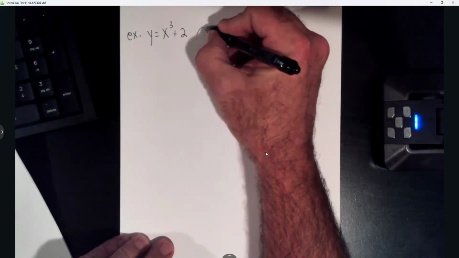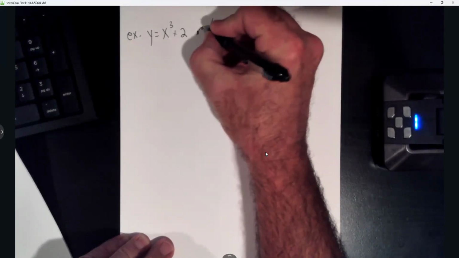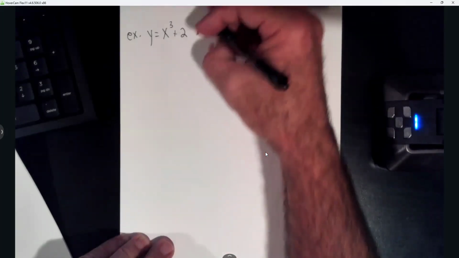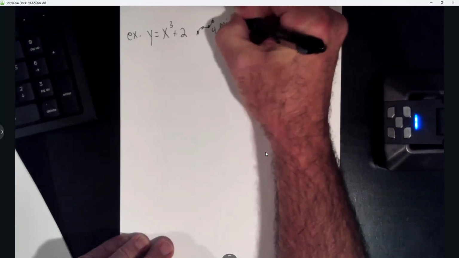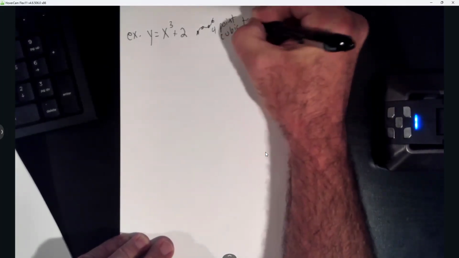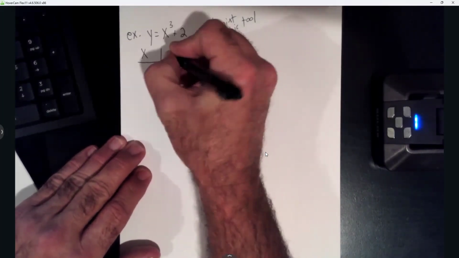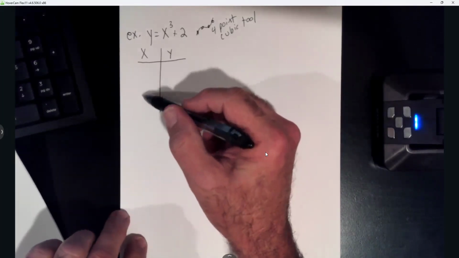In MathLab, we'll pick the little tool that looks like a squiggly line, but it's got 4 points on it, okay? So this is a 4-point cubic tool. So that means by hand, I need to find 4 x values. Now, y'all realize that this is a cube. So whatever x's we pick, we got to multiply it times itself 3 times and then add 2 to get our y value.